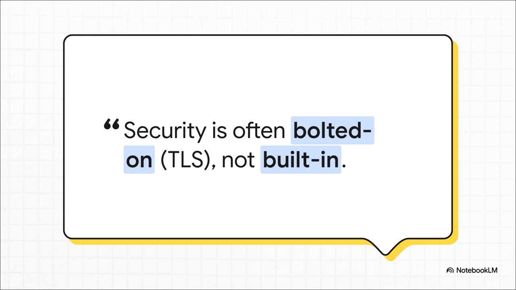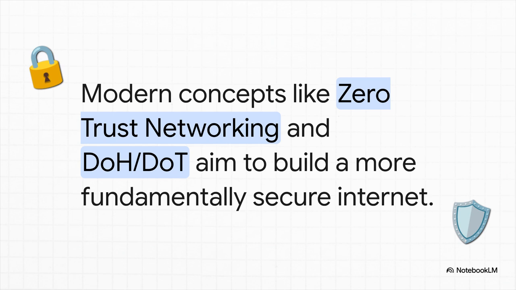For a long time, security like TLS was bolted on to the existing internet protocols. It was an add-on, not something that was part of the original design from the very beginning. But that is changing. Right now, there is a huge push to build security in from the ground up. We're seeing concepts like zero trust networking, which basically assumes no connection is safe by default, become the new standard. We're even encrypting the DNS lookup itself, which hides that initial phone book search so nobody can see which websites you're trying to visit. The goal is to make the entire network secure by default, not just as an afterthought.